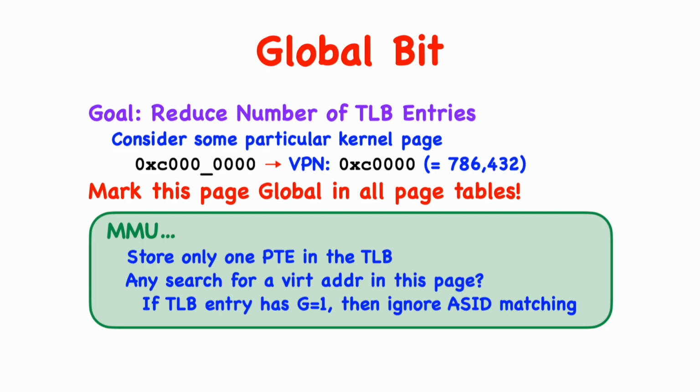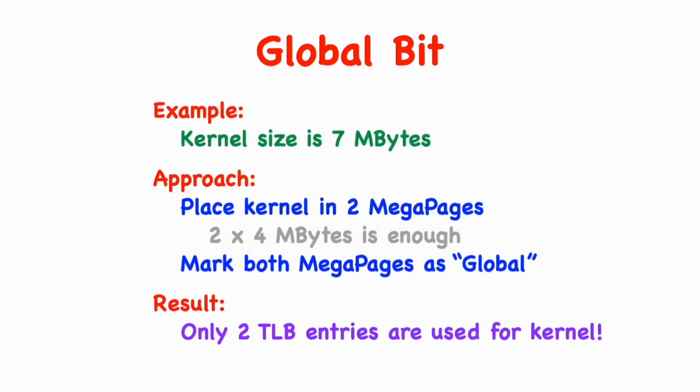We can also combine the global bit with the idea of megapages. Imagine that the kernel happens to be 7 megabytes in size. Since megapages are 4 megabytes in size, this means we can fit the kernel into only 2 megapages, and we can mark both of those megapages as global. Then only 2 entries in the translation lookaside buffer would be required for mapping the entire kernel into every address space. So you can see the combination of megapages with the global bit makes a huge difference.